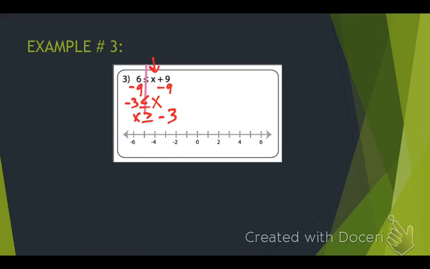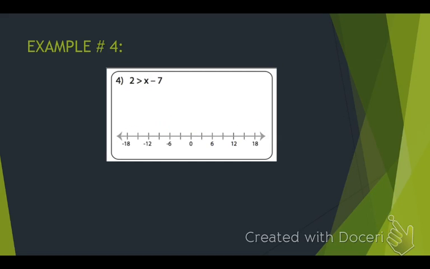So it's greater than or equal to, we need to find negative 3, which is going to be right here. It is a closed circle because it includes the equal sign, and our arrow is pointing now to the right. So we're going to go ahead and put ours in there, to the right, and we need to put our arrow at the end. Congratulations, solved and graphed.